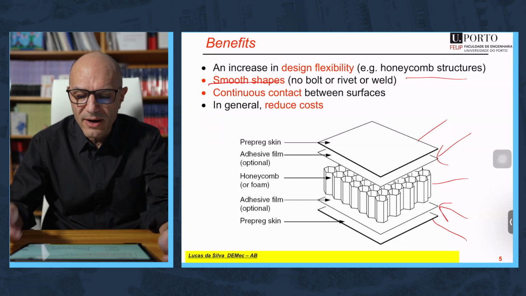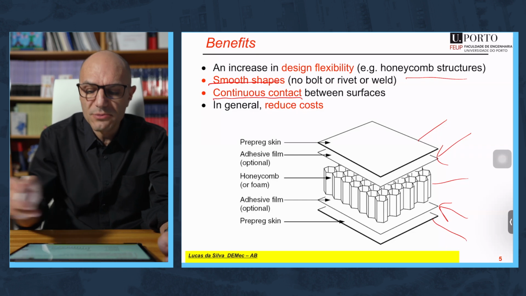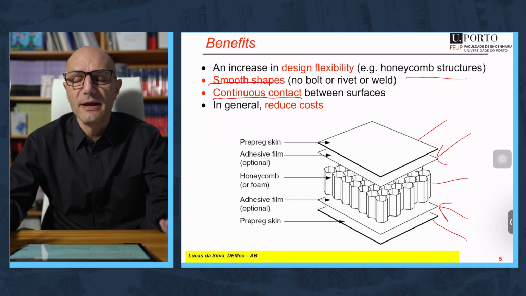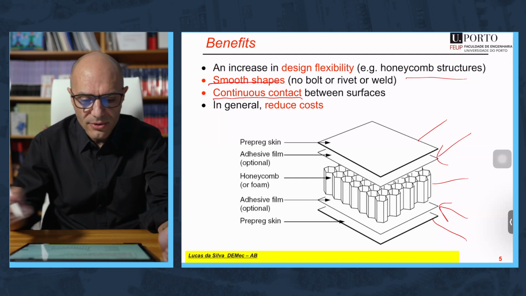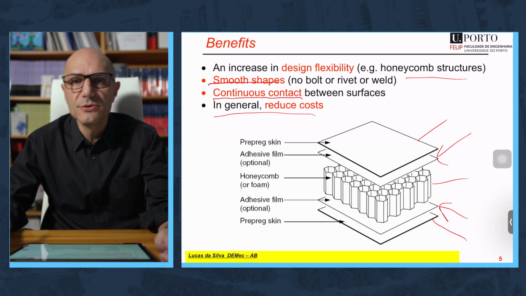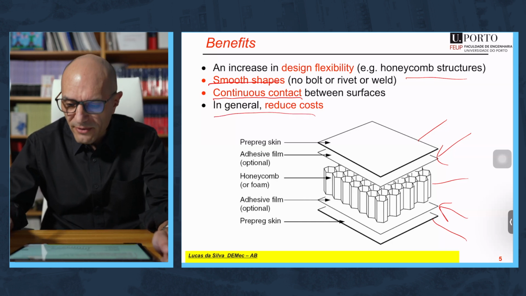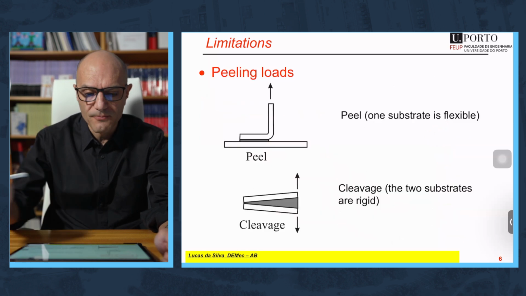You have smooth shapes, that's true. You don't have those marks due to bolts or rivets or welding. You have a continuous contact between surfaces. This is good in terms of mechanics, but also good in terms of sealing, in terms of vibration, in terms of corrosion. It's all good things. And in general, it reduces costs. Again, this might generate controversy, but in general, it is true.